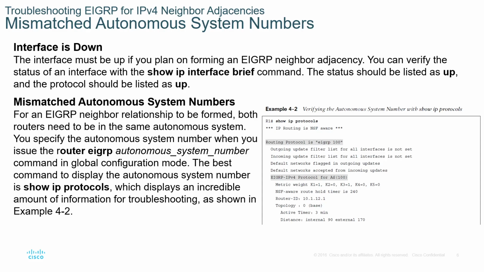Next is our mismatch in our autonomous system. So show IP protocols will give us the output there. So the routing protocol is defined in the autonomous system. And if you scroll down a little further, it's listed again. So there's two places there that list the autonomous system number. And this tells us our router ID, K values. It has a lot of other information within the show IP protocols that is useful for us.